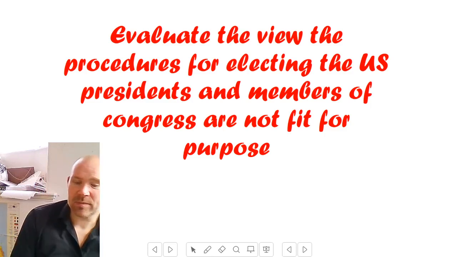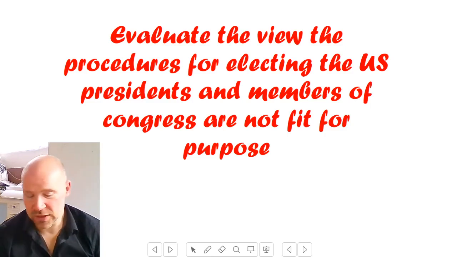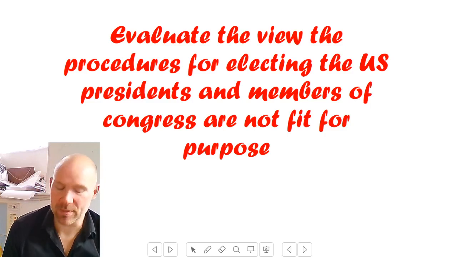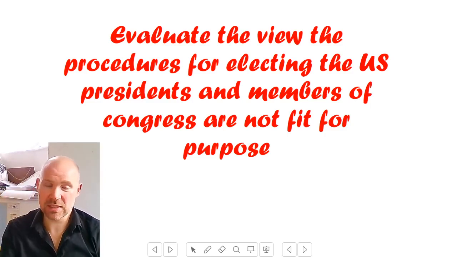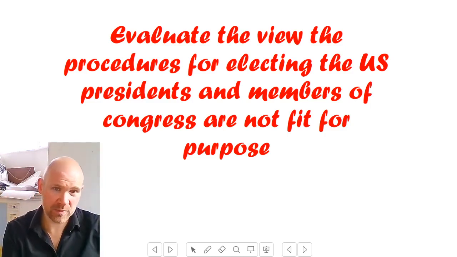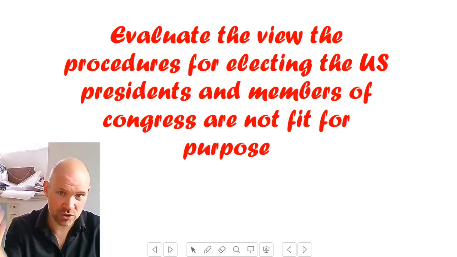But there's a couple of traps here that make this one perhaps a little trickier, so you need to make sure you don't fall into the traps. Now, as always, you've got to include both sides of the argument. So we need to say, yes, it is fit for purpose, and we need to say, no, it is not fit for purpose, while still maintaining a direction. You should know that by now.